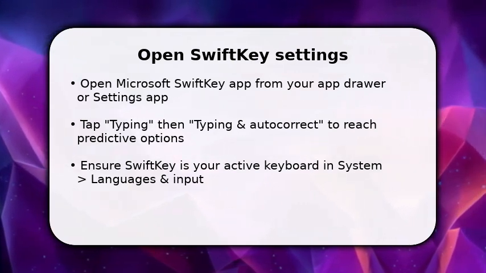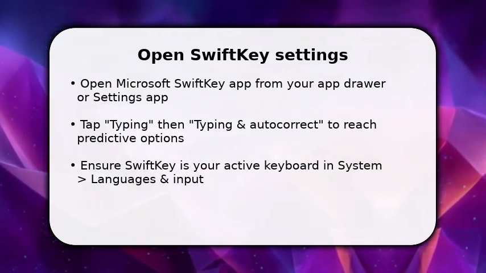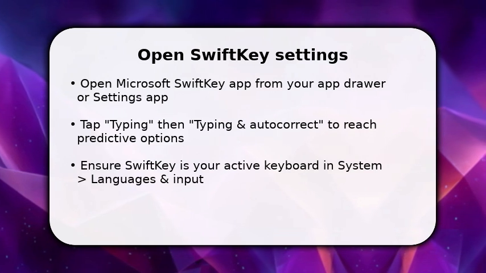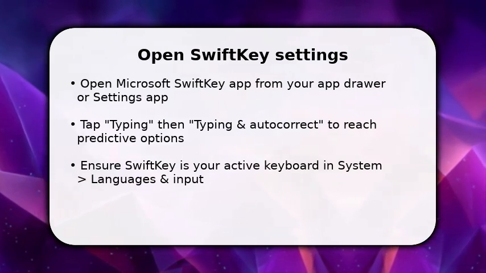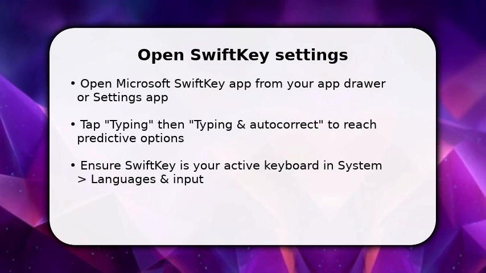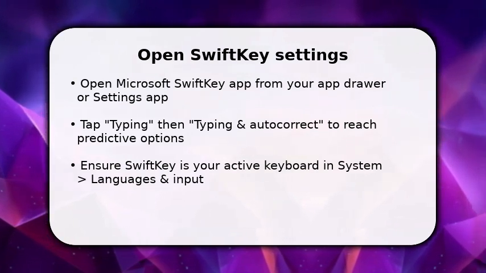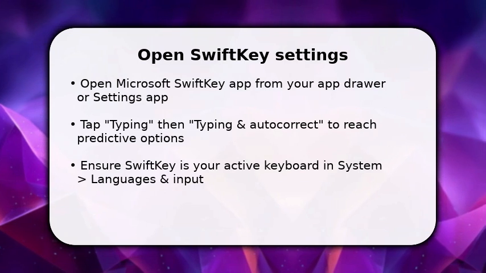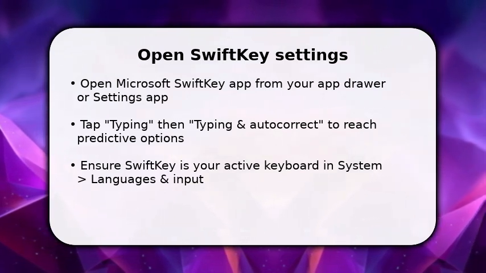Once done, look for options labeled predictions, next word suggestions, or typing predictions. You're aiming for the predictive toggles, they're typically grouped. This step gets you to the switches you'll change in the next slide, so don't skip verifying the active keyboard.